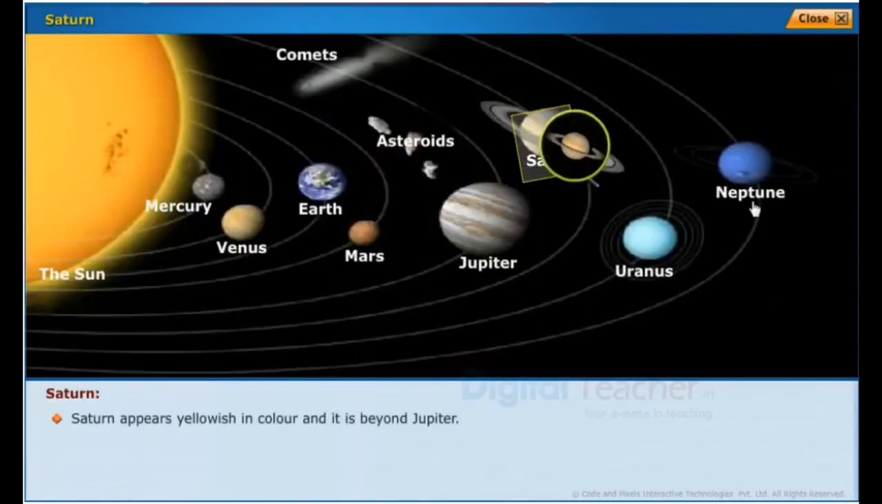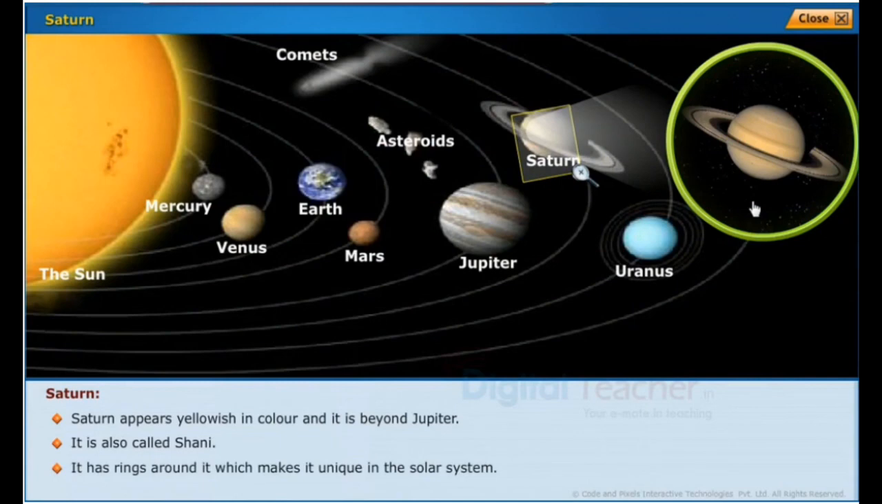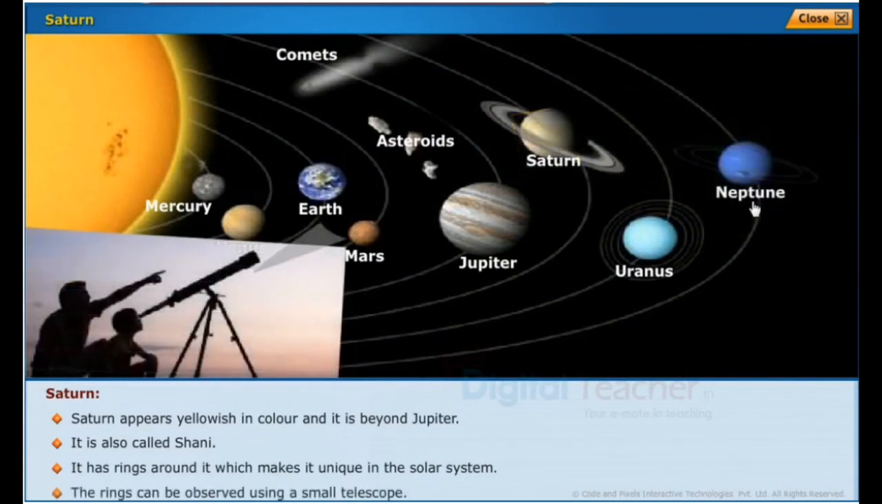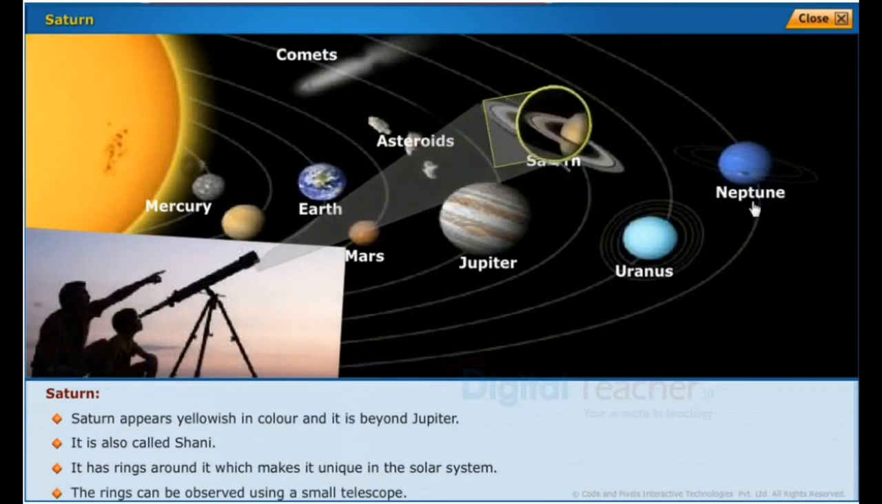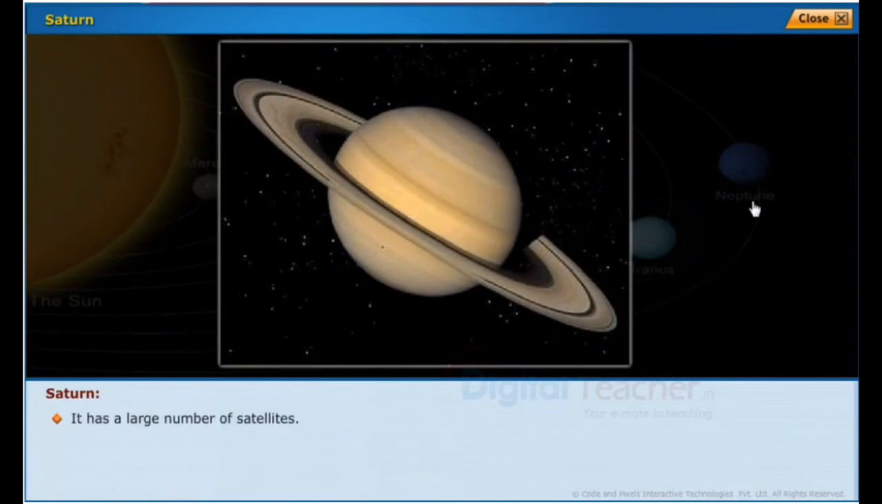Saturn. Saturn appears yellowish in color and it is beyond Jupiter. It is also called Shani. It has rings around it, which makes it unique in the solar system. The rings can be observed using a small telescope. It has a large number of satellites.